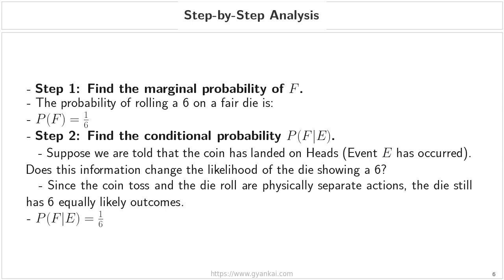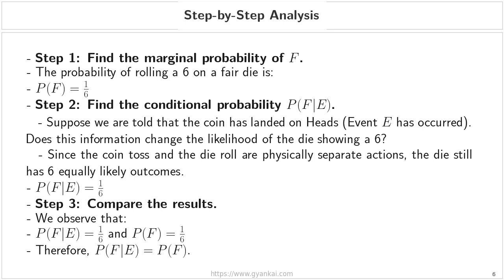Next, let's move to step 2, where we calculate the conditional probability, which we write as the probability of F given E. Imagine I perform the experiment and then stop to tell you, hey, the coin landed on heads. Now that you have this new information about event E, does it change the likelihood of the die showing a 6? Well, logically, the coin toss and the die roll are physically separate actions. The die doesn't know what the coin did. Therefore, the die still has 6 equally likely outcomes, so the probability of F given E remains 1 divided by 6. Finally, in step 3, we compare our results.